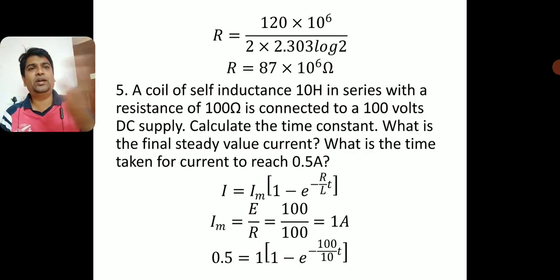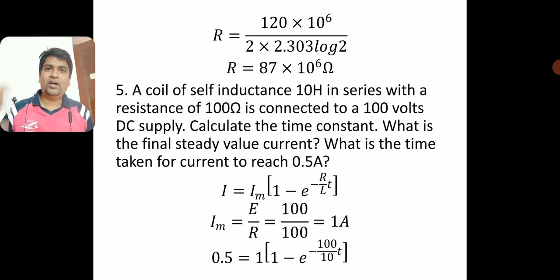Now if you want R, you take R to the left hand side. The rest of the numerical values you send to the right hand side. And R is 87 into 10 to the power of 6 ohm. This is the value of high resistance. This is the value of resistance which has to be connected to the capacitor so that half of the charge will get discharged in 2 minutes.